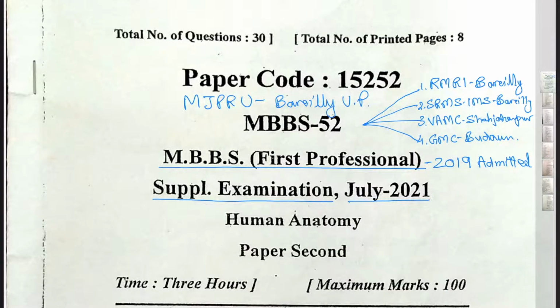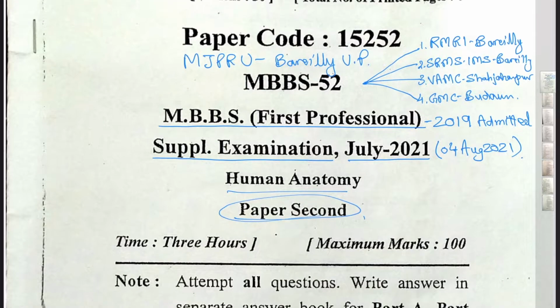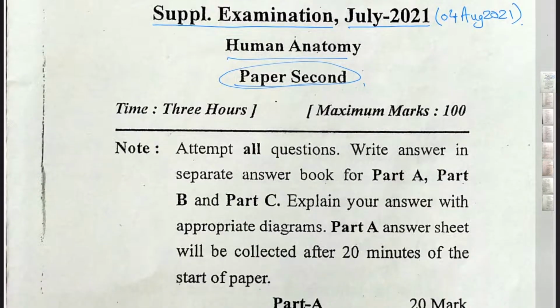This was a supplementary examination of July 2021, although it was conducted on 4th of August 2021. So this is human anatomy paper second. Paper second includes thorax, abdomen, pelvis, lower limbs, systemic embryology, systemic histology, right?